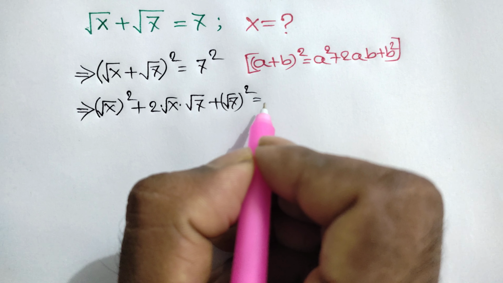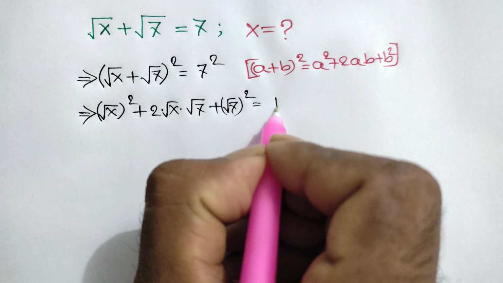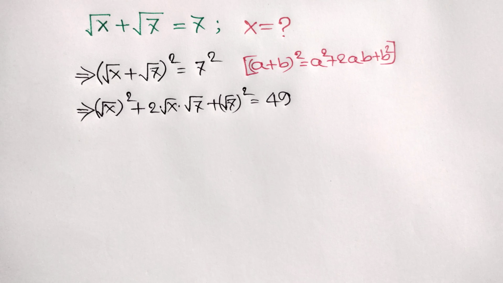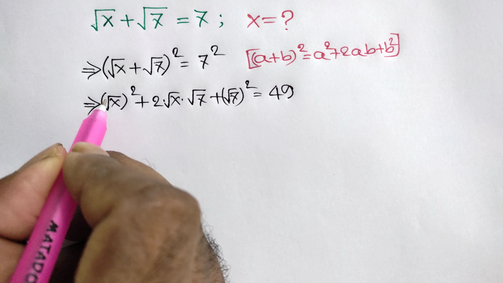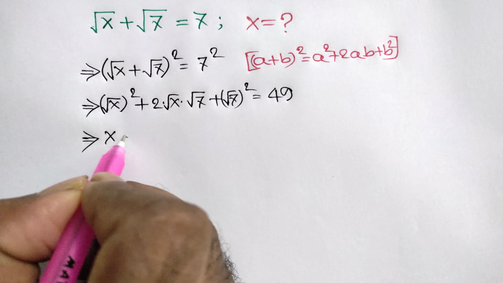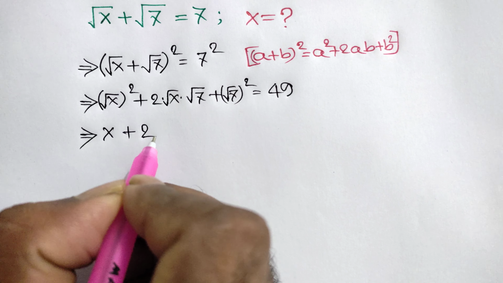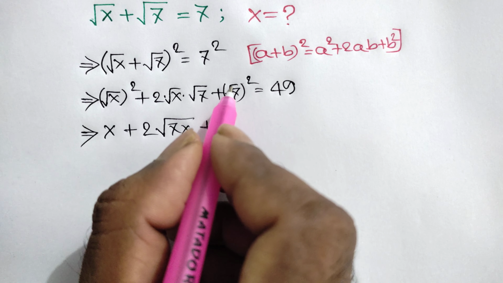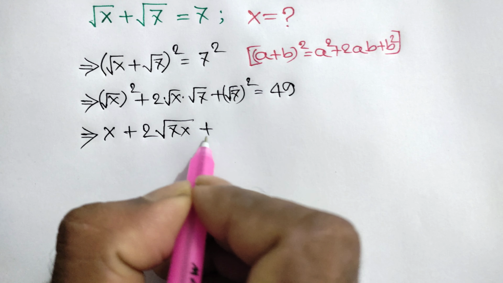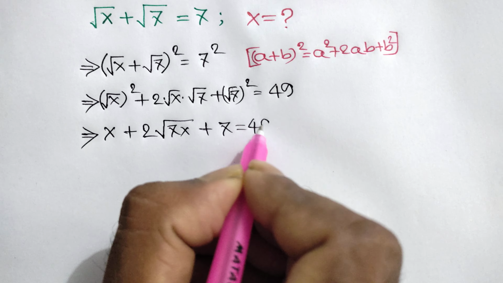That means 7 times 7 is 49. The square cancels out the square root, so here we will get x plus 2 times square root of 7x plus 7 is equal to 49.